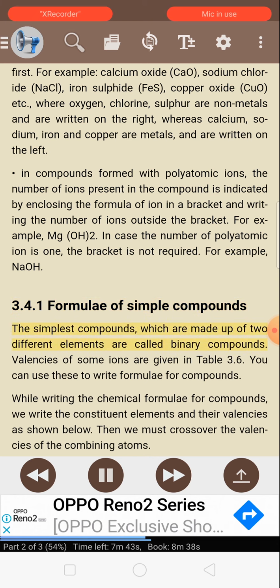3.4.1 Formulae of simple compounds. The simplest compounds, which are made up of 2 different elements, are called binary compounds. Valencies of some ions are given in Table 3.6. You can use these to write formulae for compounds. While writing the chemical formulae for compounds, we write the constituent elements and their valencies as shown below. Then we must cross over the valencies of the combining atoms.